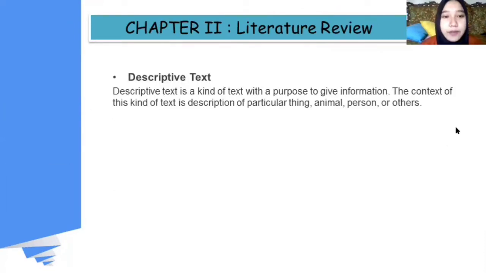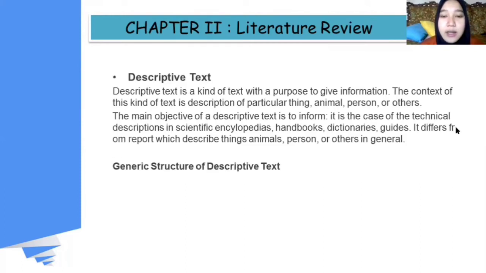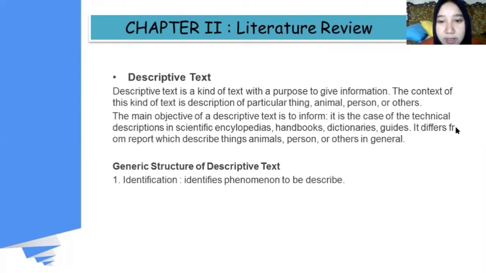And then descriptive text. Descriptive text is a kind of text with a purpose to give information. The content of this kind of text is a description of particular things, animals, persons, or others. The main objective of a descriptive text is to inform. In the case of technical description, it is found in scientific works, encyclopedias, handbooks, dictionaries, and guides. It differs from a report, which describes things, animals, persons, or others in general.